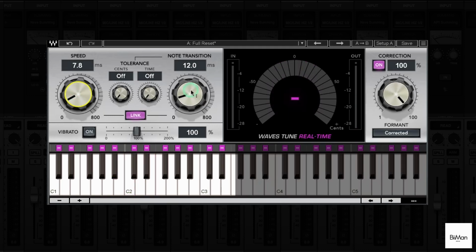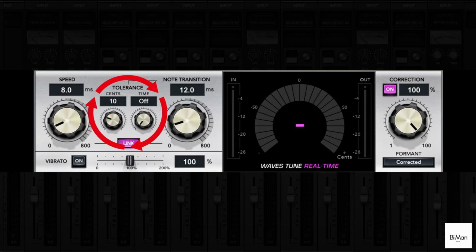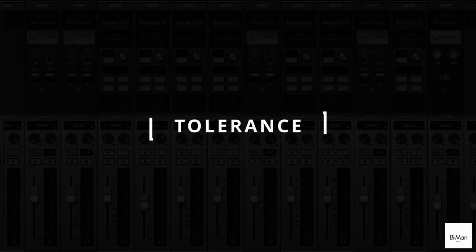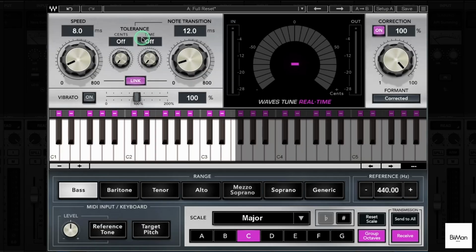And whenever you feel that you want to change these controls independently, you just go right ahead and unlink, and you can now change the speed independently from the note transition. The next thing I always do after the note transition and the speed is I go straight to this tolerance control. These tolerance controls are a bit tricky, but I'm going to simplify it for you guys.